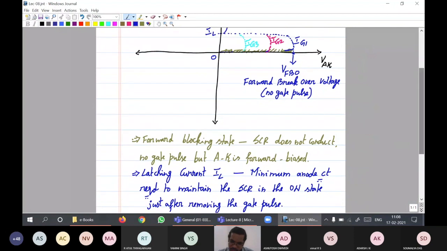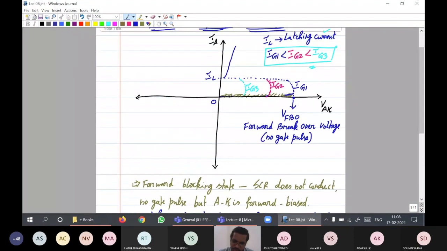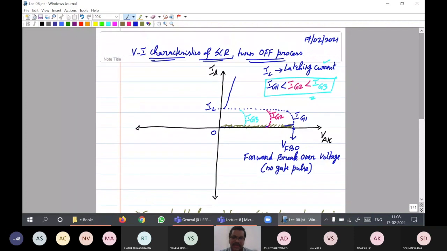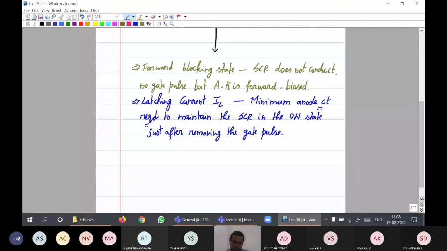All right. Now, there is one more current which will be used for turn off. That also I will mark in the characteristics. Probably I will use another color. That current is called holding current. I will write it here. IH is holding current. If you want to turn off the SCR, you have to bring the anode current below the holding current value. That is the only way to turn off the SCR.